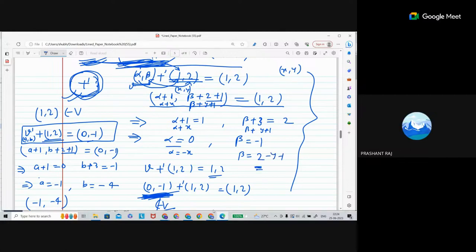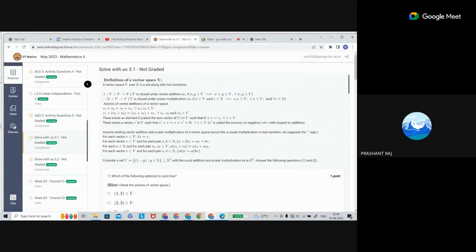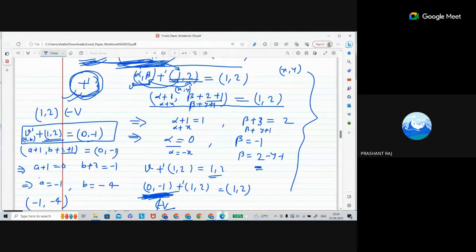Alpha plus x is equal to x. Sorry? Alpha will be 0 only in this case. So this additive inverse will be same for all, no? Zero vector will be same. No, alpha will be minus x plus 1. Alpha plus x is equal to 1. Why 1? It is x. See, if you look at the equation, alpha plus x comma beta plus y plus 1 is 1 comma 2. No, the zero vector is the same for all. It is not variable.